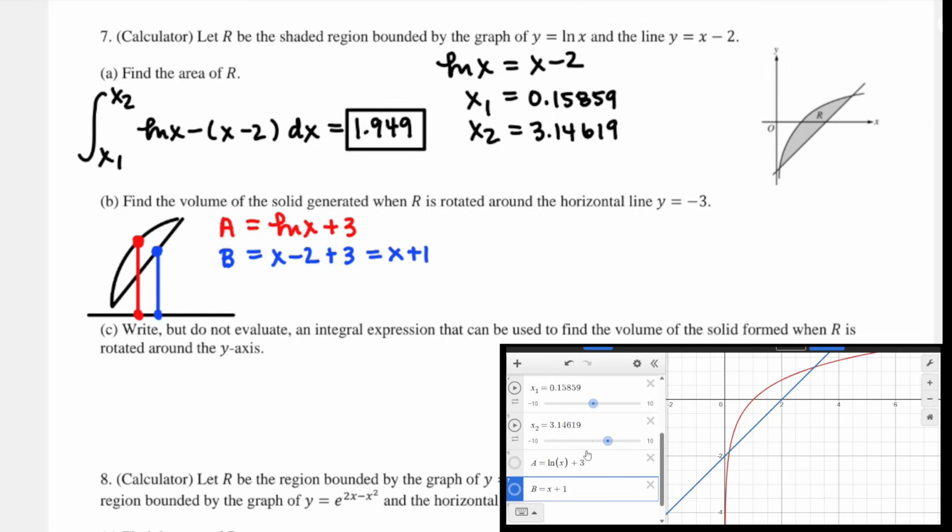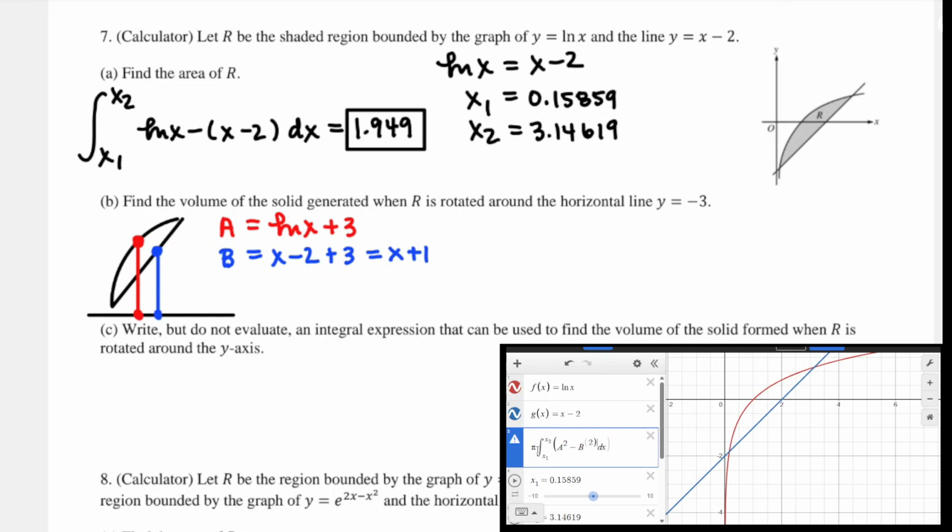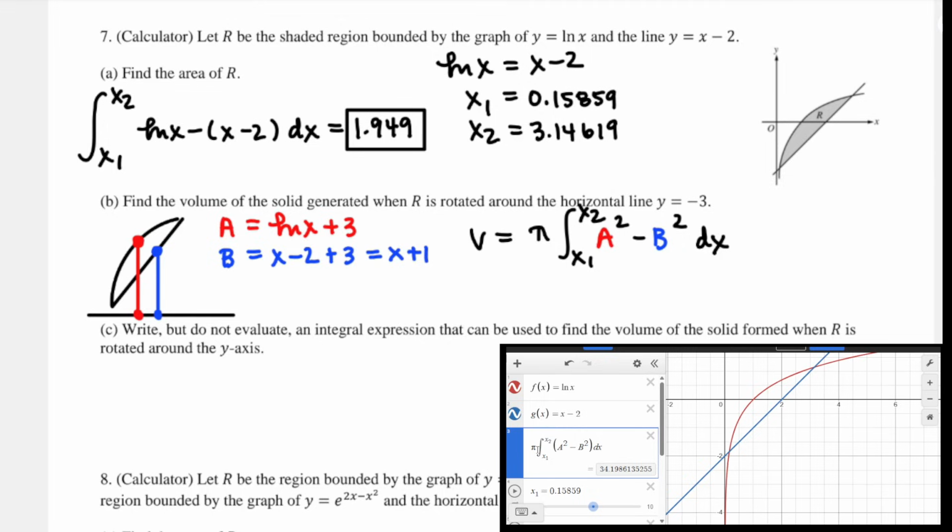Okay, turn those graphs off. You don't need to be looking at them. We need pi times the integral of a squared minus b squared dx. But if I'm using the calculator to run an integral, I have to write down the integral I computed, so that's going to be pi times the integral of a squared minus b squared dx between x1 and x2. And then that's where I got 34.199.